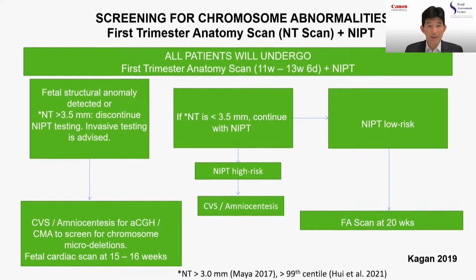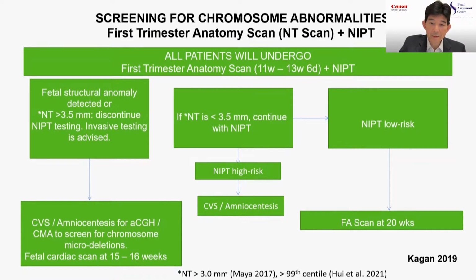However, if you find that on your scan in the first trimester, you detect a fetal structural abnormality, or the nuchal is more than 3.5, then that patient really shouldn't be offered an NIPT, and you then should offer them an invasive test for a chromosome microarray and a PCR to screen for chromosome microdeletions. So this is something that most of our colleagues will be practicing anyway, and there's a lot more to this than this slide, which I'll try and go into subsequently.